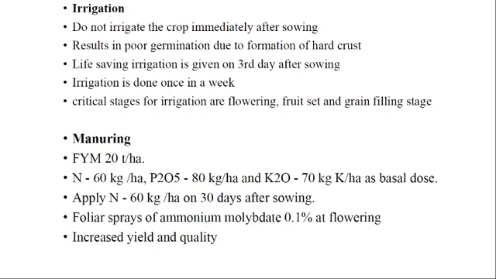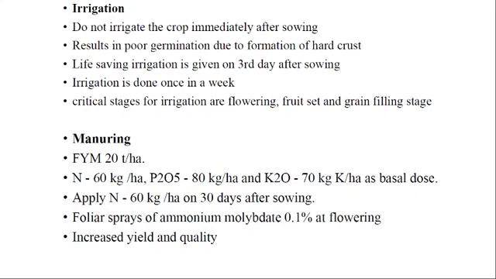Then the irrigation. Do not irrigate the crop immediately after sowing, as it results in poor germination due to formation of hard crust. The life-saving irrigation is given on the third day after the sowing. Yes, and the irrigation is done once in a week. That also depends upon soil to soil and the environmental condition. The critical stages for irrigation are flowering, fruit set, and grain filling stage.